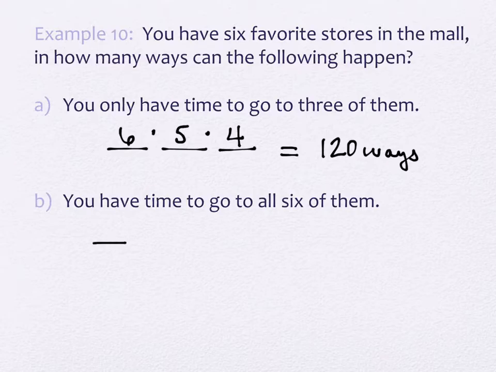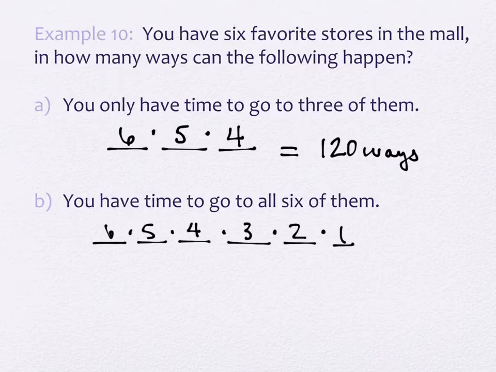What if you have time to go to all 6 of them? What would you do? That's right, 6 times 5 times 4 times 3 times 2 times 1. And what would you get? 720 ways that you could go to your 6 different stores.